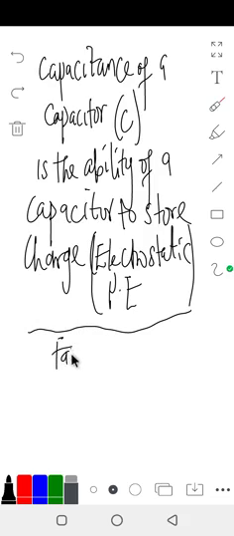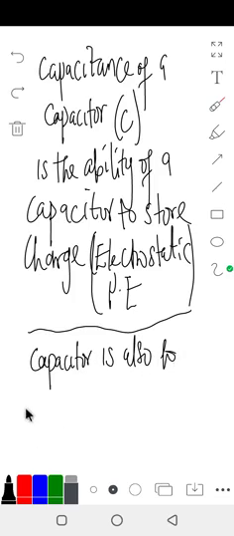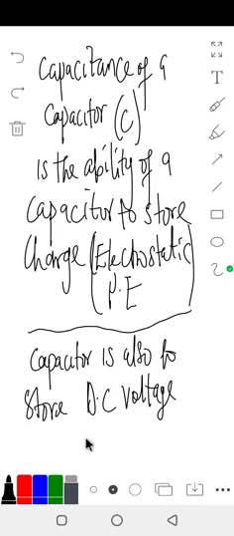Before I go to the factors affecting capacitance of a capacitor, take note. A capacitor is also used to store DC voltage. It cannot be used to store AC voltage, because alternating current is a current that flows periodically, in reverse direction. A capacitor cannot store AC voltage.